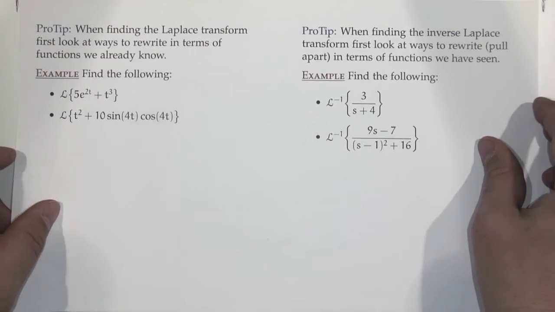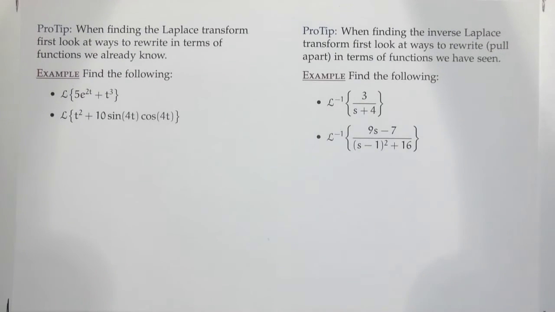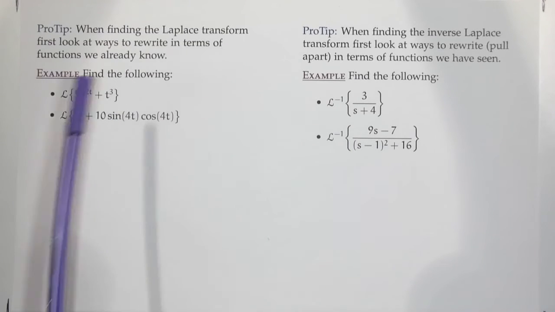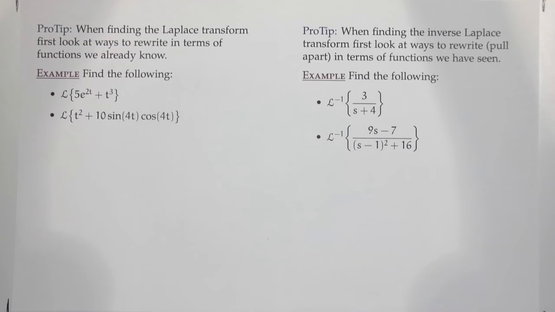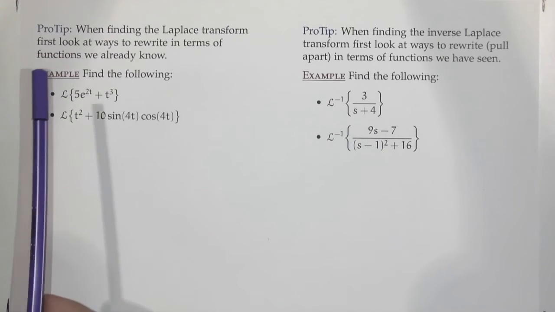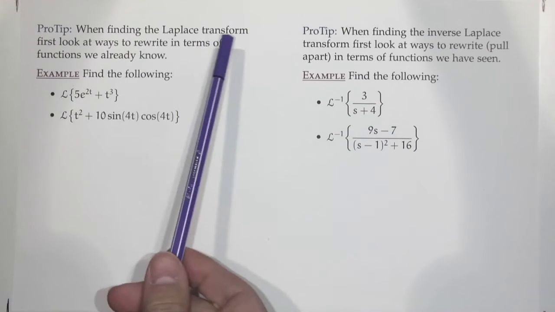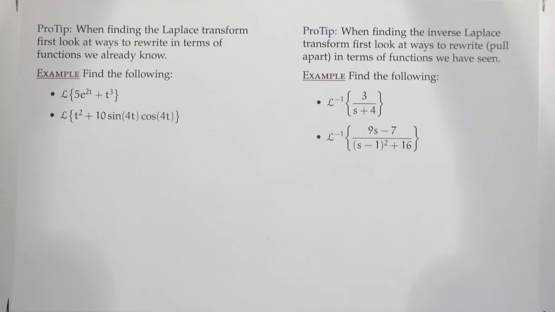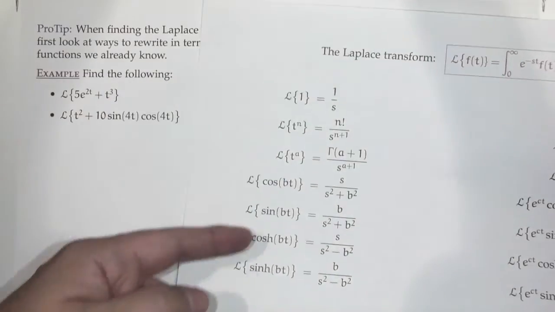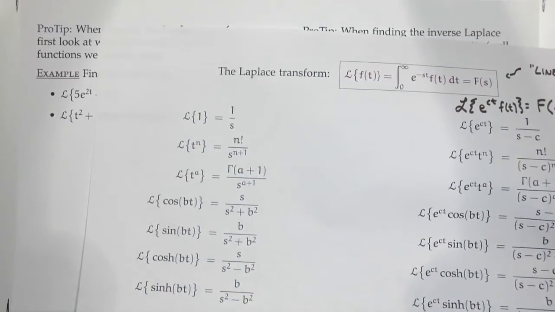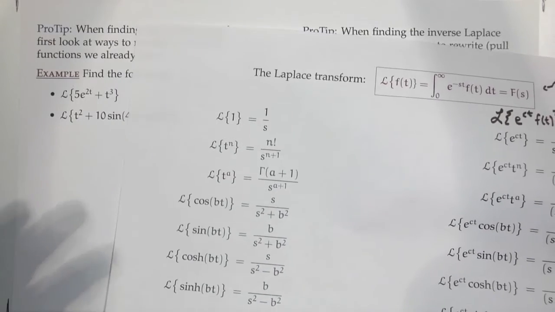Okay. Well, so let's do some practice. So we want to practice two things. We want to practice finding the Laplace transform, and there's a suggestion. The suggestion here is that when you're finding the Laplace transform, look for ways to rewrite in terms of functions we already know. What does that mean? Well, it's saying if you're going to find the Laplace transform of something, make sure your somethings look like things from your table. So you really are saying, I'm using my table here.